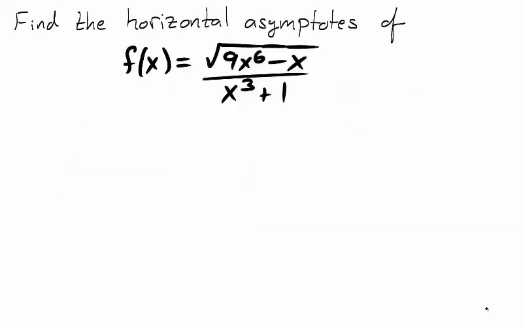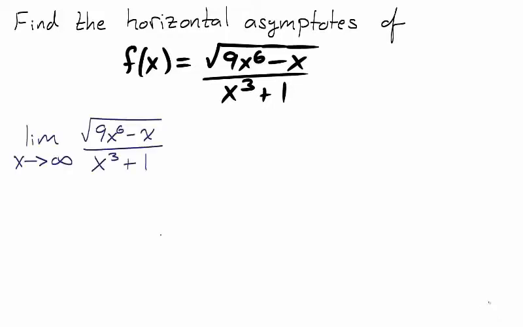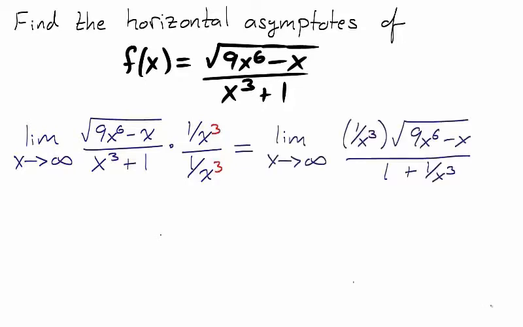This observation will be critical in finding the horizontal asymptotes of the function f. To find the horizontal asymptotes, we must find the limit as x approaches positive and negative infinity. We begin with positive infinity. Multiply the numerator and denominator by 1 over x cubed, the degree of the polynomial in the denominator.